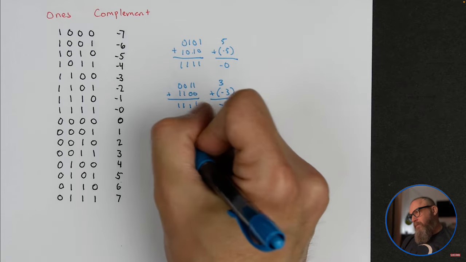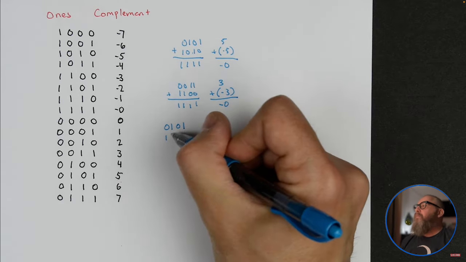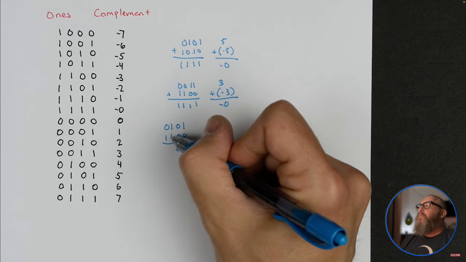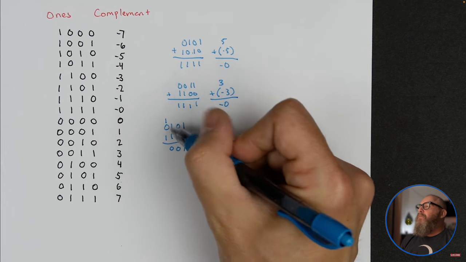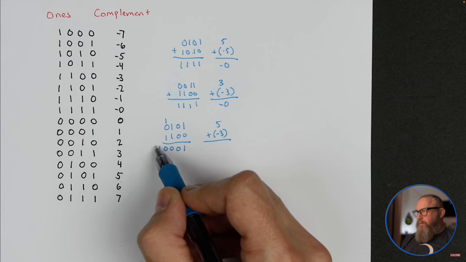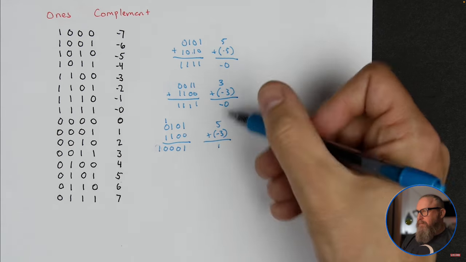5 is 0, 1, 0, 1. Negative 3 is 1, 1, 0, 0. So 1 plus 0 is 1, 0 plus 0 is 0. 1 plus 1 is 2, so we'll put a 0 and carry a 1. And then 1 plus 1 again is 2, so we'll put a 0 and carry a 1. And so if we ignore this first bit here, because we're working with 4 bits, we get 1. So 5 minus 3 is 1.